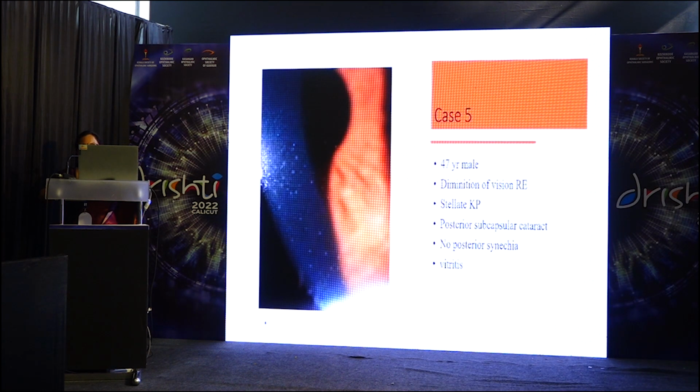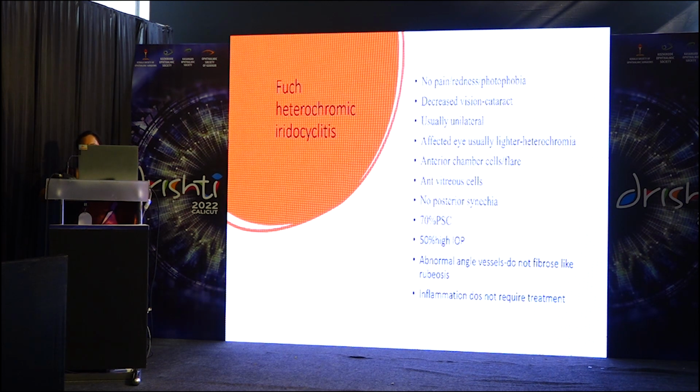Now this is a 47-year-old male who had no history of any redness, but he came to us with diminution of vision. He had stellate fine KPs with a posterior subcapsular cataract. There were no posterior synechiae. He had associated vitritis. So this is a case of Fuchs heterochromic iridocyclitis. The significant features are it's usually unilateral, and the patient presents with decreased vision usually due to cataract. There are no posterior synechiae. There could be cells in the vitreous, and usually the inflammation does not require treatment.